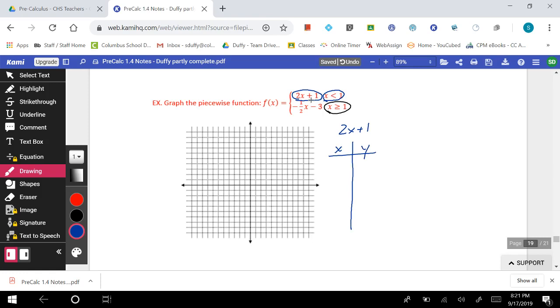So x values that are less than 1, let's pick some, maybe negative 3, negative 2, negative 1, 0. And then I'm going to include 1, but it's going to be open. Negative 3, if I plug it in for 2x plus 1, 2 times negative 3 is negative 6, plus 1 is negative 5. 2 times negative 2 is negative 4, plus 1 is negative 3. 2 times negative 1 is negative 2, plus 1 is negative 1. 2 times 0 is 0, plus 1 is 1. 2 times 1 is 2, plus 1 is 3, and that's open.